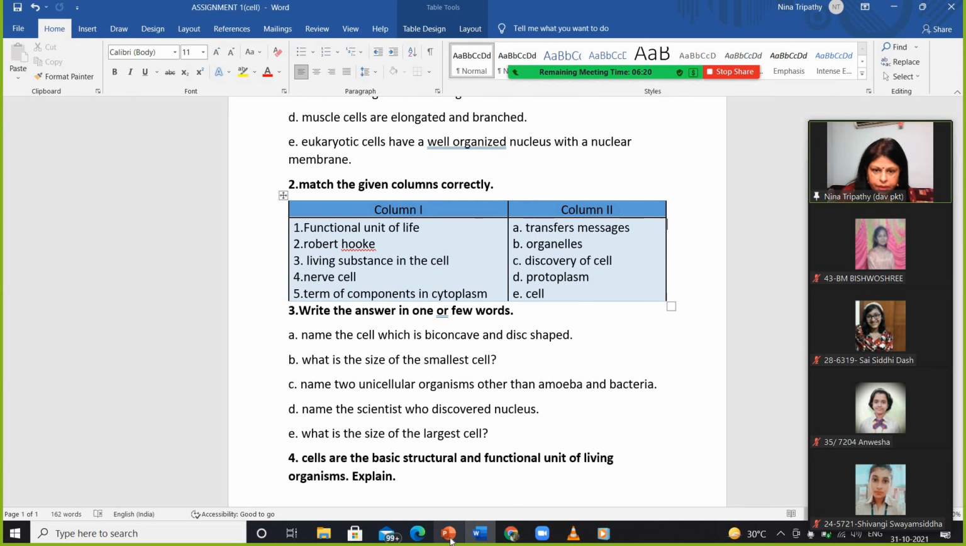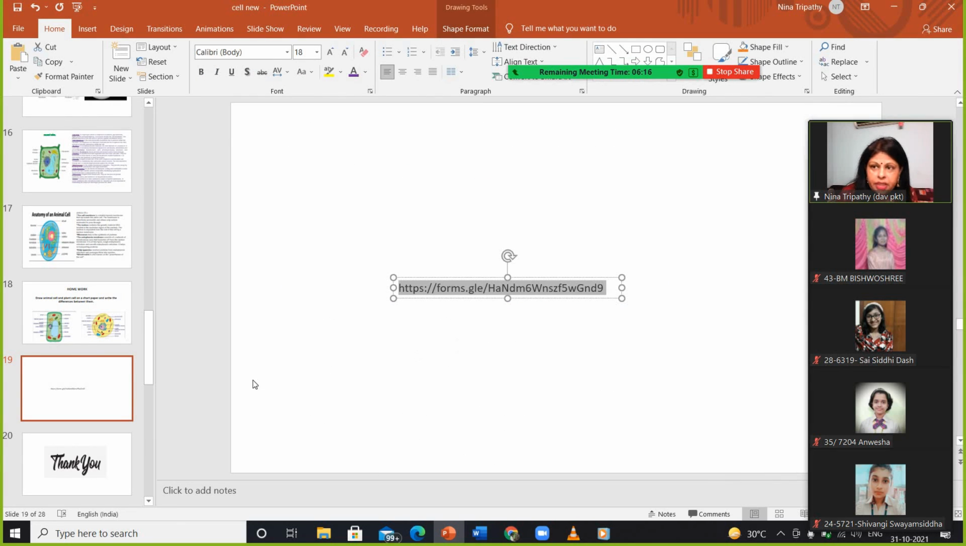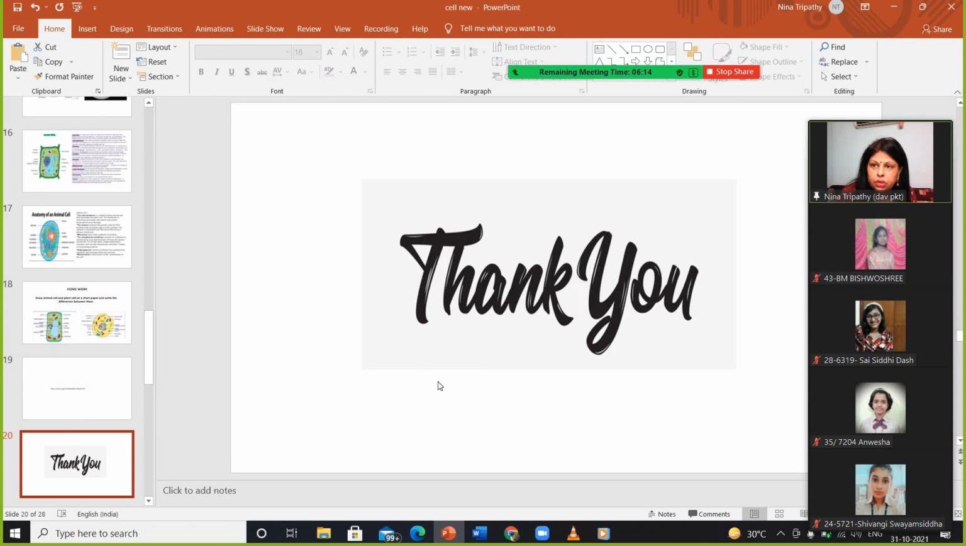Okay. Then the next one. So I think everything you know about the cell, so many ideas you got about the cell, the structure, the organelles, everything. So all the work will be given to you. You will do it in your copy, and you will send the answers in the Google Classroom. Or you can send the copy to me, or you can send it as a PDF. Okay. Then next one, I think it is clear to you.